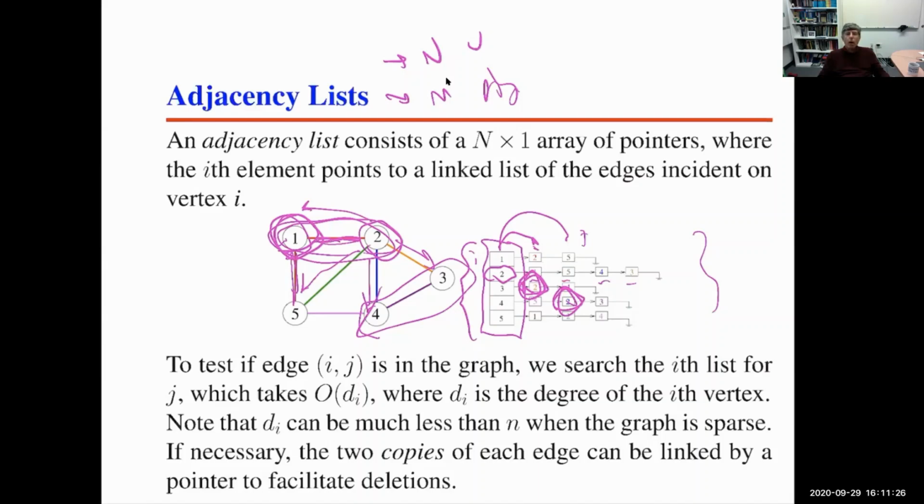Starting to see order n, not order n. N is the number of vertices. Okay? If the graph was a complete graph, the total number of edges would be n squared.